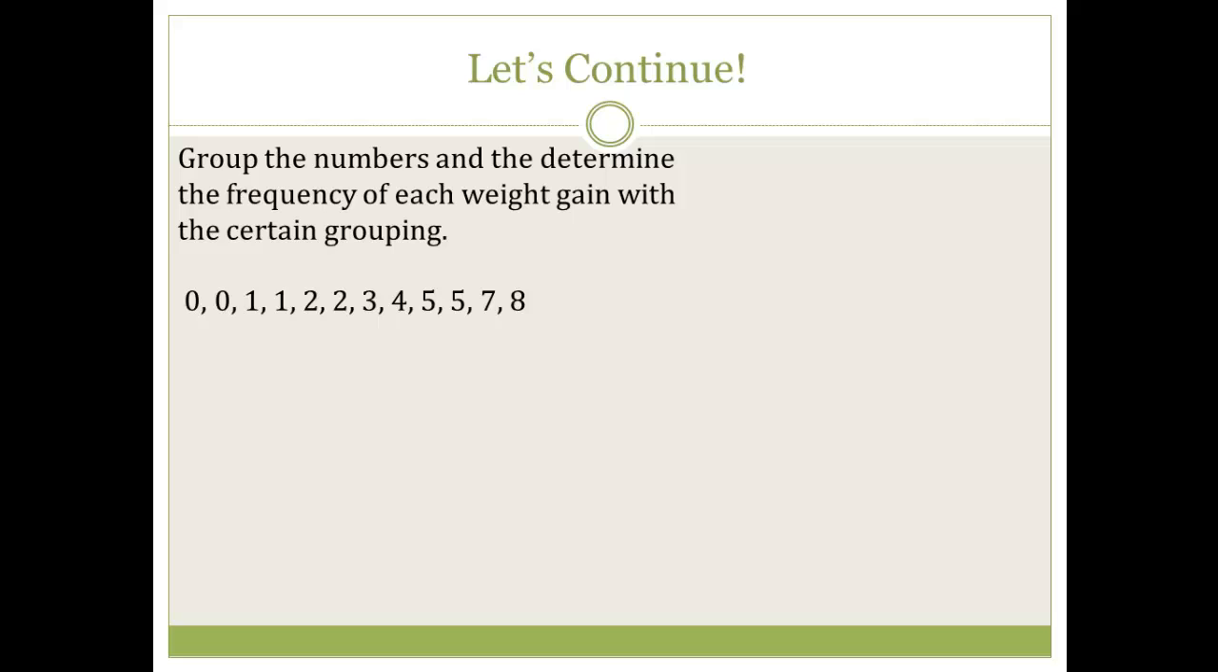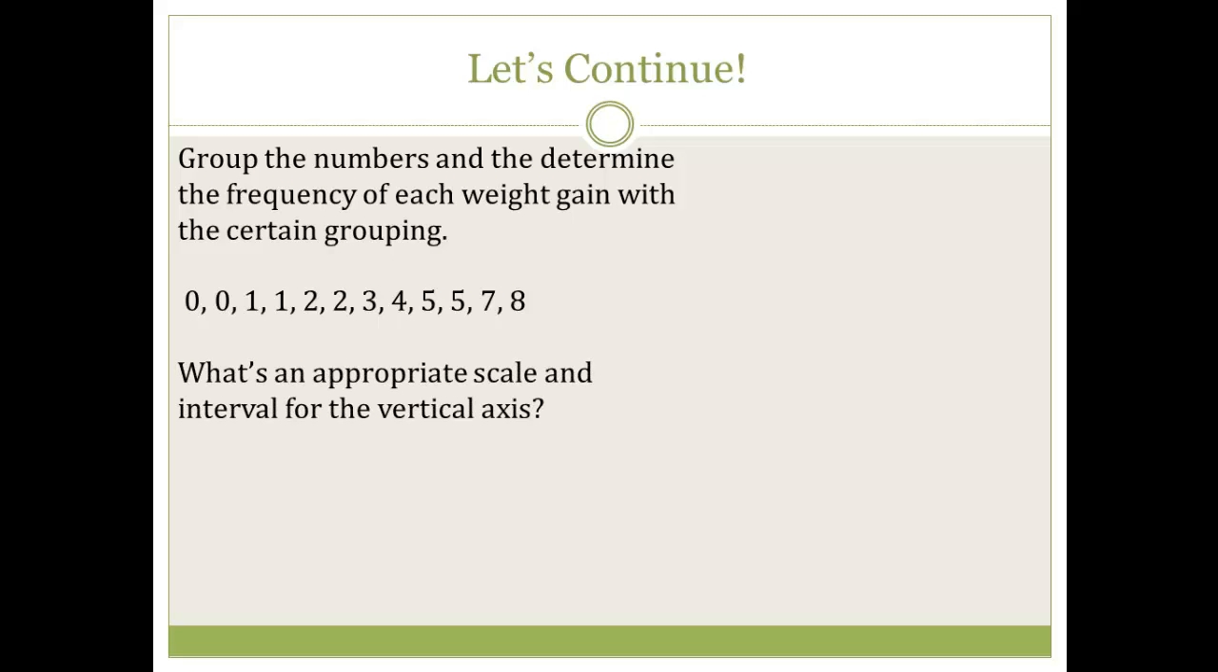First, we must group the numbers and determine the frequency of each weight gain with a certain grouping. This is done easily in a table. Notice that we chose to use intervals of 3 for this data set. 0 to 2, 3 to 5, and 6 to 8 all contain 3 numbers. After deciding your intervals, you fill in how often that type of data piece shows up in the frequency column.